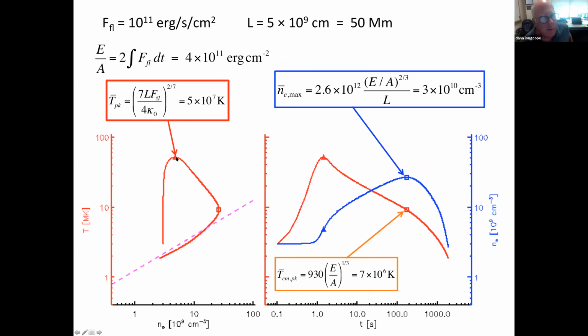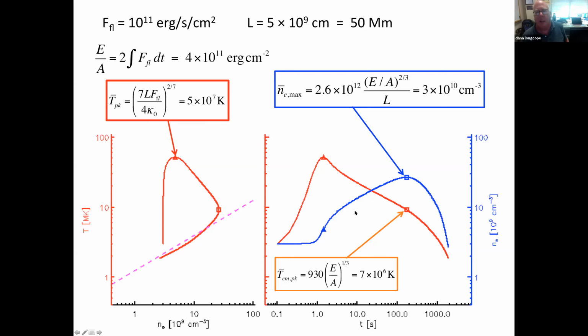That's non-trivial, but, you know, you've added a huge amount of energy. This is 4 times 10 to the 11 ergs per centimeter squared, which I added over, I think, 2 seconds or something. Then what really matters in a flare is when does the density peak? Because that's when the X-ray emission is going to be highest. That's where our GOES classification is going to come from. By then, the temperature has dropped. In this simple picture, it's actually dropped to like 7 million or something. Yeah, there it is, 7 million.